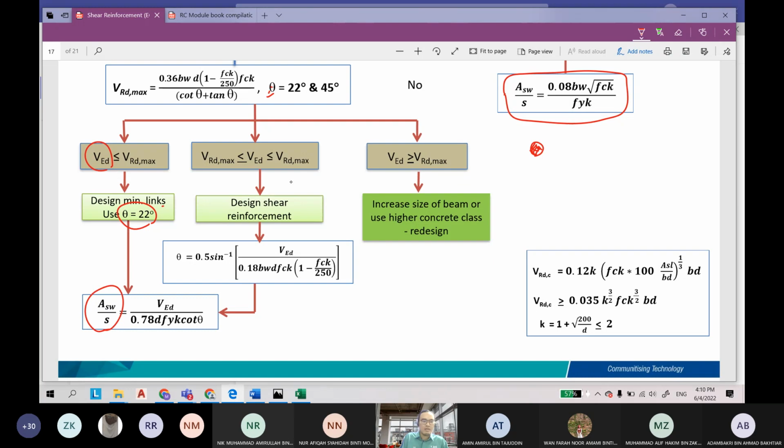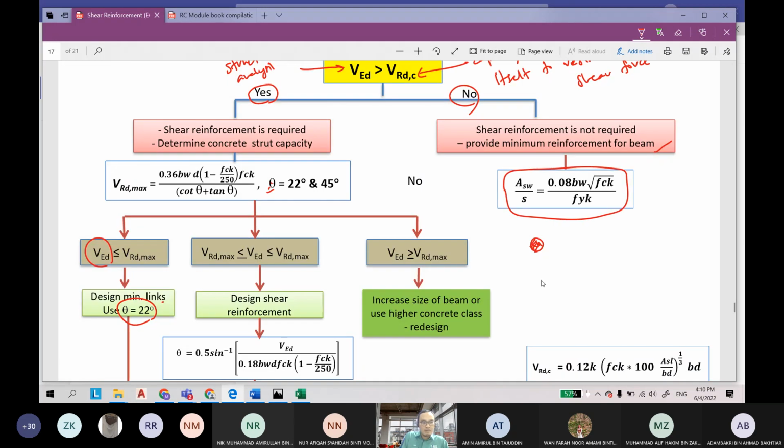First we check VRD maximum, the concrete strut capacity. First we check for theta 22 degree, and then we check for 45 degree. If the VED is lesser than the value for 22 degree, automatically we choose this one. This is option number 1: we design minimum links and just use theta equal to 22 degree.